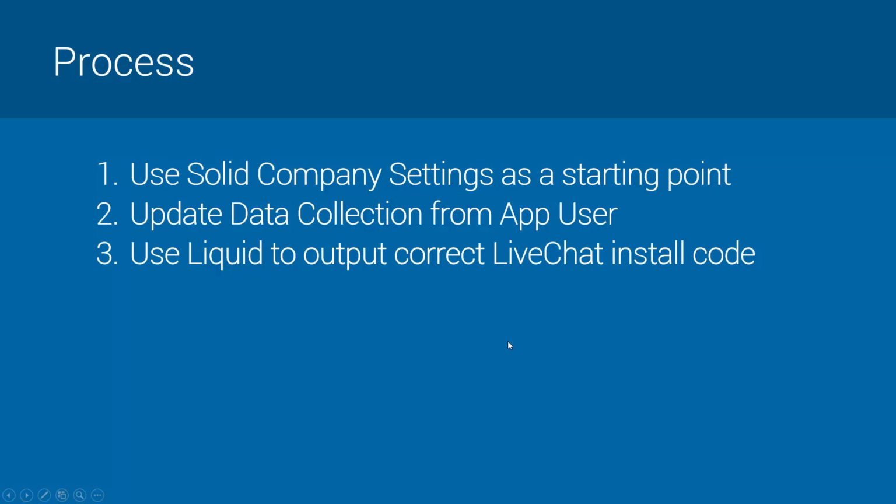The process for building this app is as follows. First thing we're doing is we're going to use the solid company settings as a starting point. This is an app that we have another video on how this was created, but we're going to take the app files, start with those, and then make some updates. In step 2, we're going to update the data collection from the app user. So we need to get different information from the person using the app rather than the stuff that is in the solid company settings web app. The third is we're going to use Liquid to output the correct LiveChat install code based on the options that we want to collect from the user.